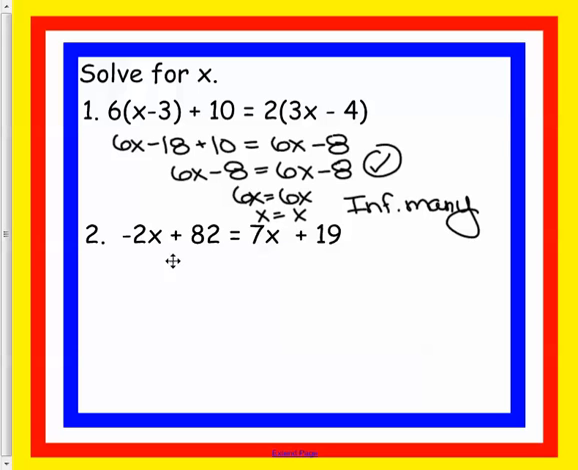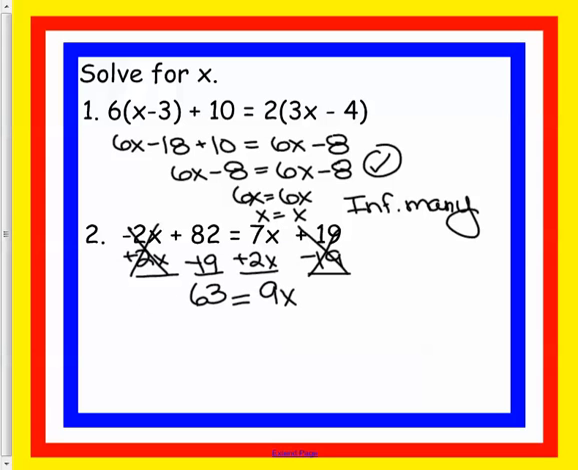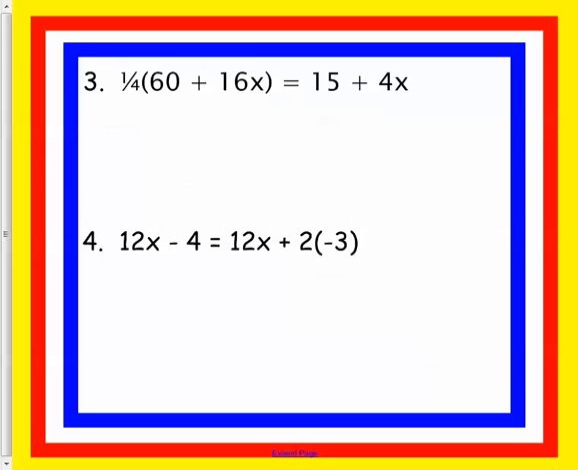Okay, over here, we're going to add 2x to both sides, and we're going to get rid of the 19 on this side. So these cancel out, and these cancel out. I'm left with 9x over here, and 63 over here, which means I have to divide 63 by 9 on both sides, and I get 7. So this is one solution. Try these two for me, and I'll be back in just a second to show you what I did.